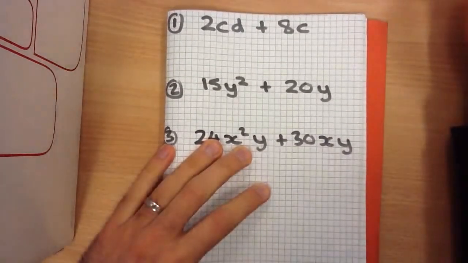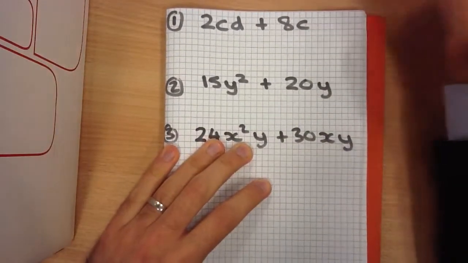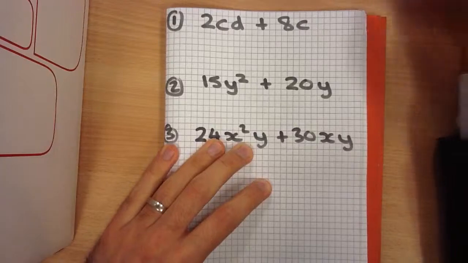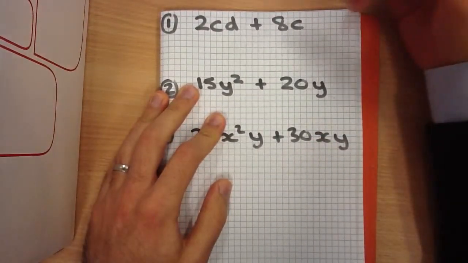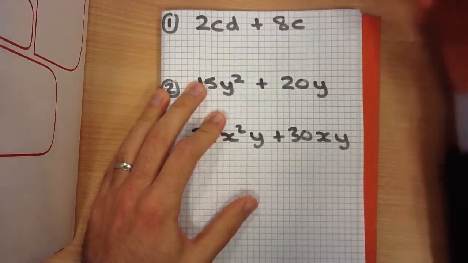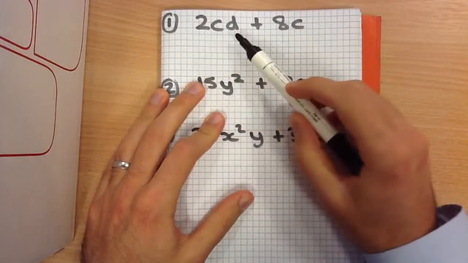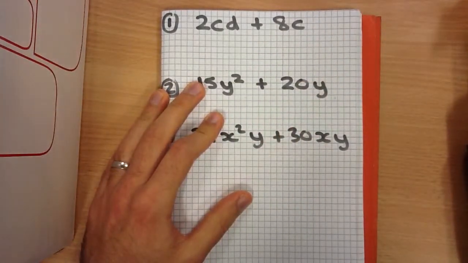This video is about where our common factor can be made up of a number and a letter. So look at this first example. Remember when we factorise, we're looking for the highest common factor. So what's the highest thing that goes into 2CD and 8C?